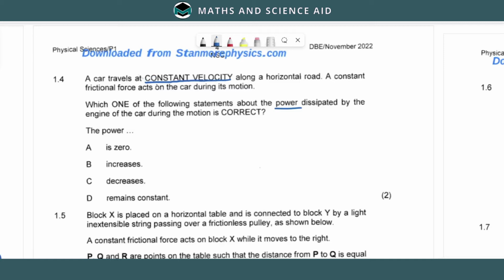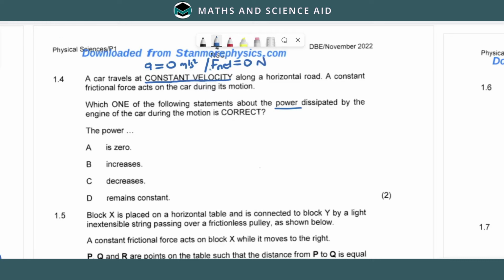First thing here that they have told us is that the car travels at constant velocity, which means that the acceleration of the car is 0 meters per second squared, if you like. And if acceleration is 0, it also means that the net force is also equal to 0. Remember that these are directly proportional to each other.